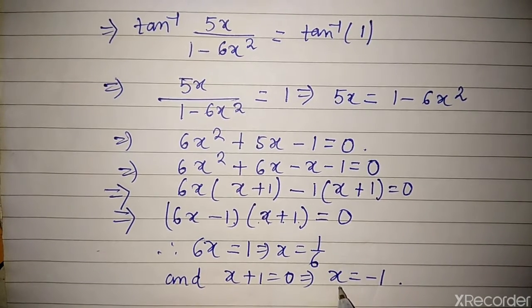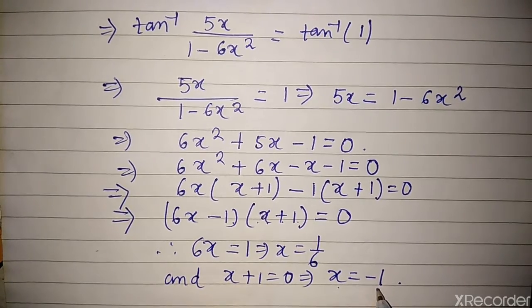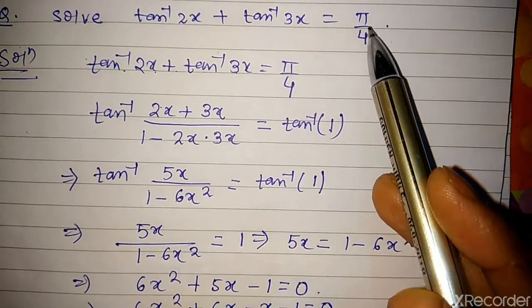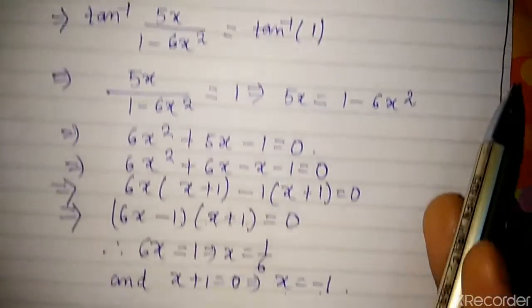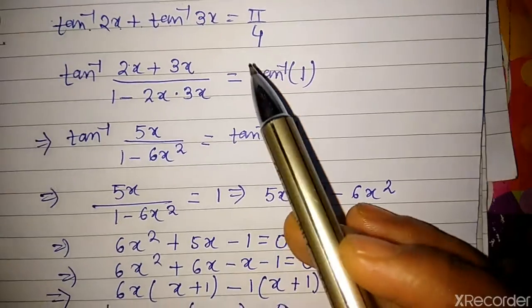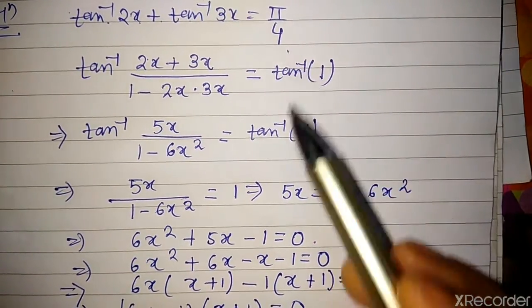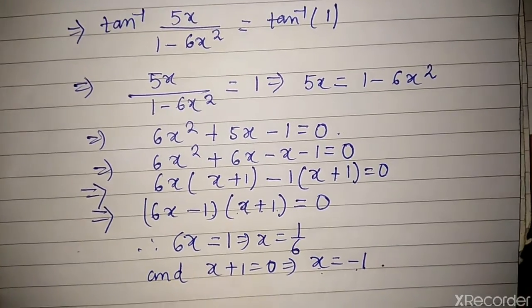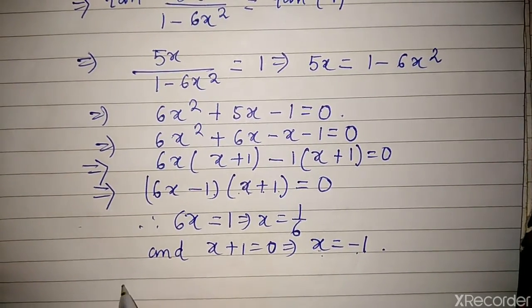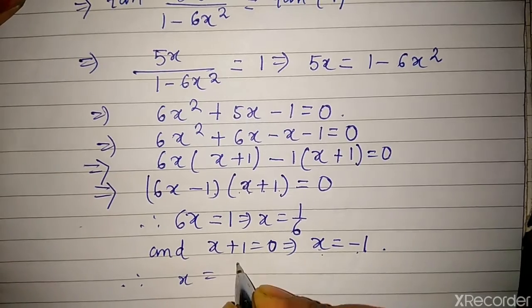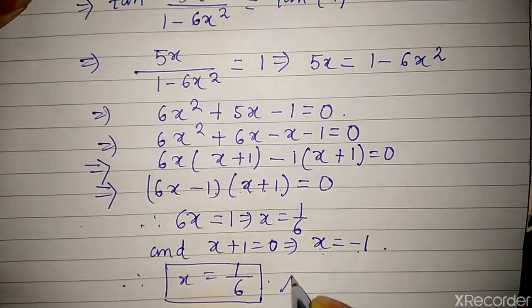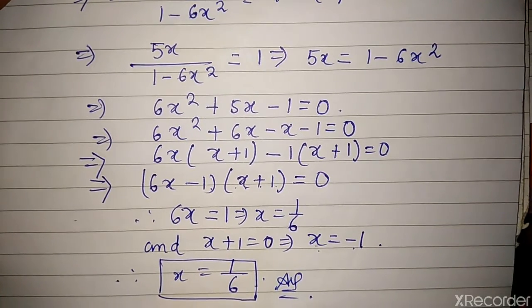Okay, but if we take x equals minus 1, then the left hand side value here is a plus pi by 4. But if we are taking the minus sign, then we get the right hand side as minus pi by 4. So the minus sign is not possible as a solution, and therefore the required solution is x equal to 1 by 6. So this is the required solution, and the value of x is 1 by 6.